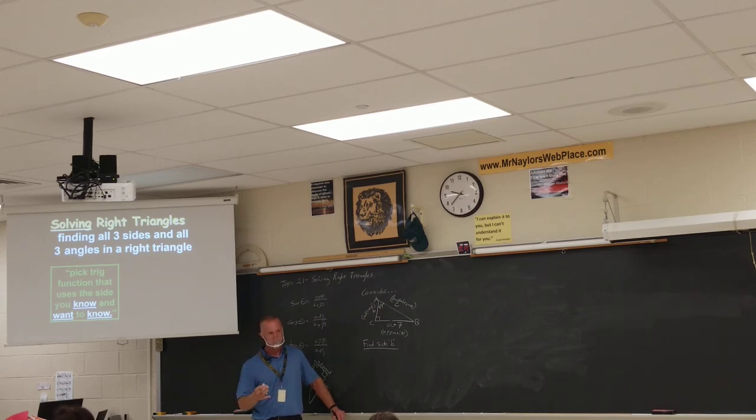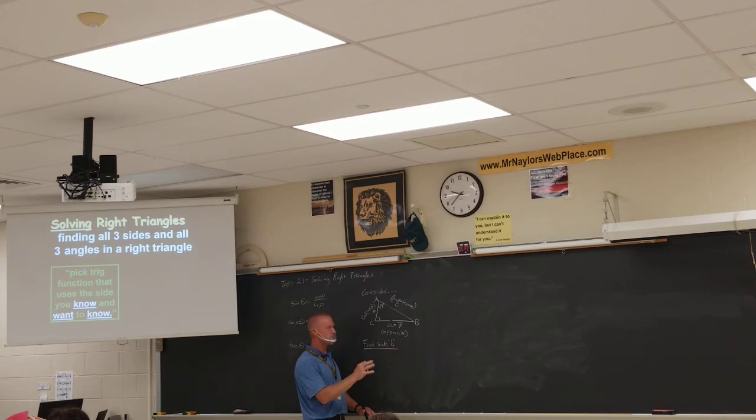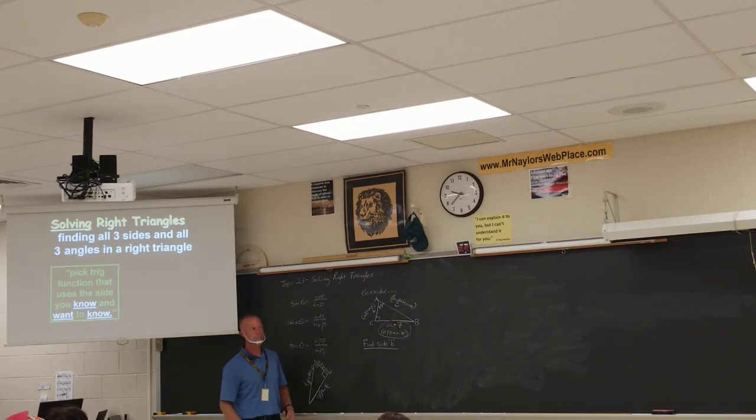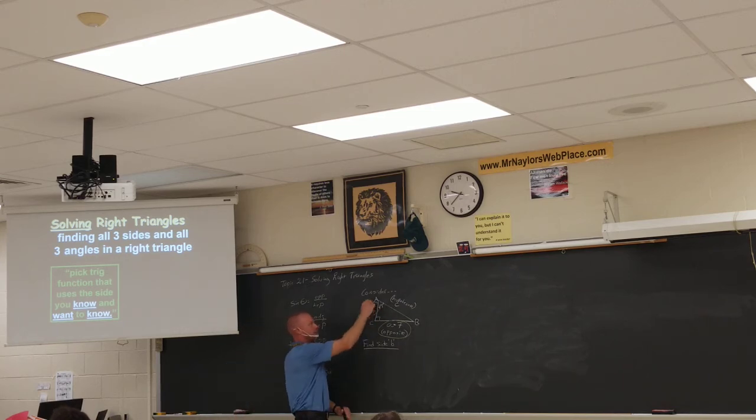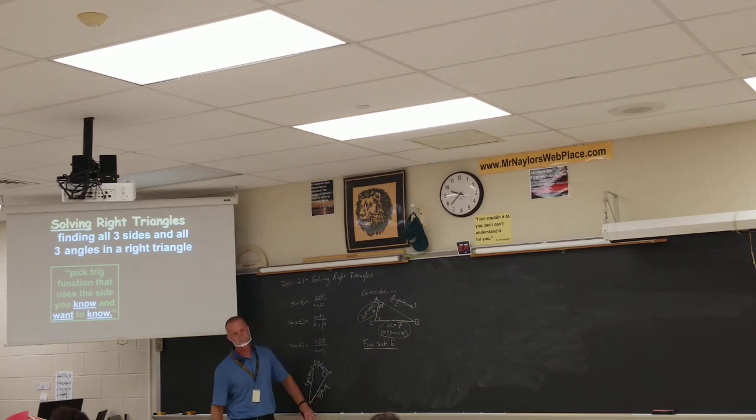What side do we know? Just to make it real simple and clear, we know the opposite. Okay, that's what we know. What do we want to know? Well, since we decided to find side B, we want to know the adjacent.